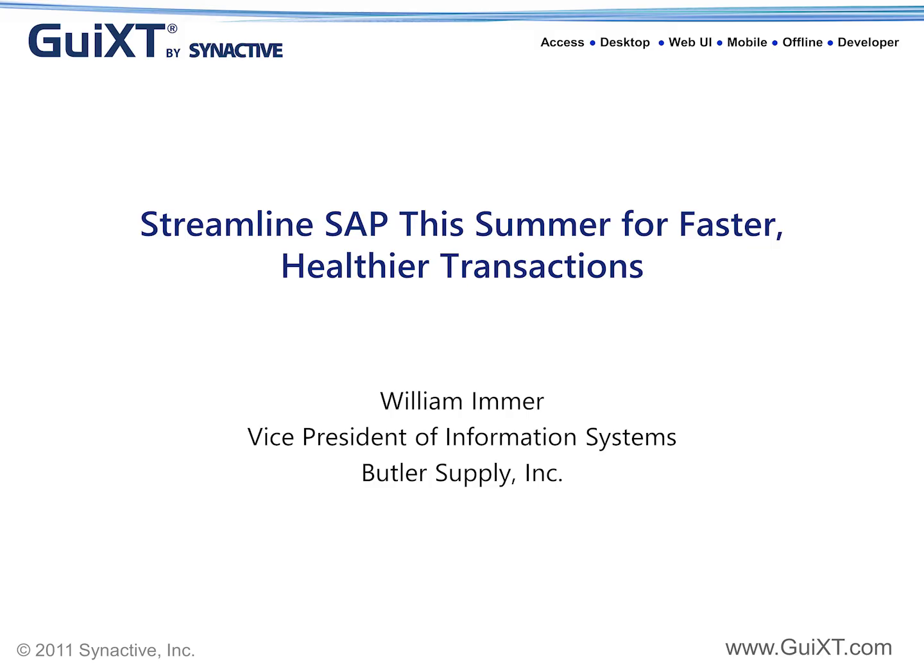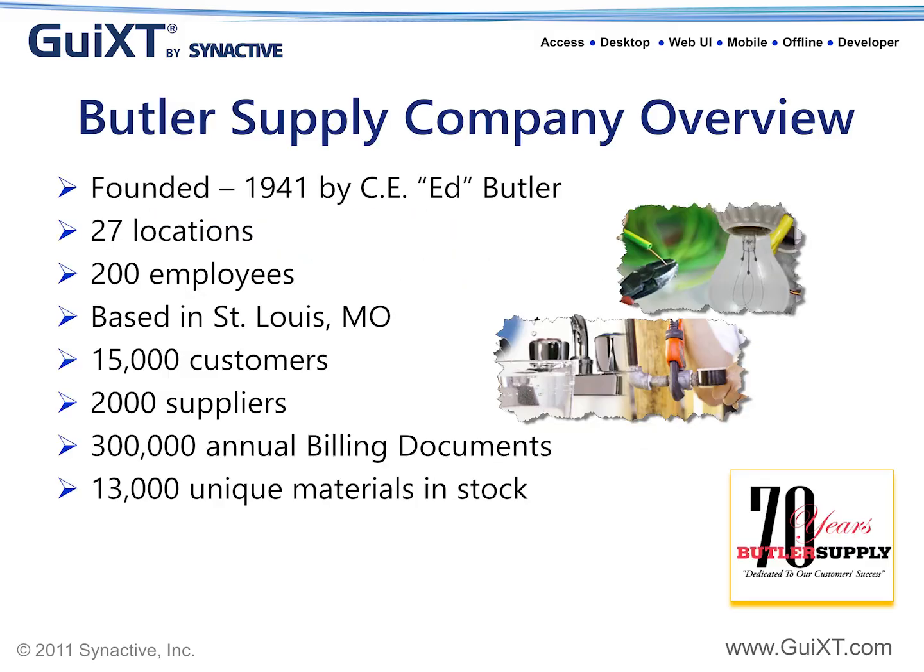Hello, everyone. My name is Bill Immer, and I'm the IT manager at Butler Supply. A little bit about Butler Supply. Butler Supply is an electrical and plumbing wholesaler based out of St. Louis, Missouri. We buy and sell electrical and plumbing products mainly to small and medium contractors, home builders, and industrials. We have 27 locations and 200 employees. And we have about 300,000 billing documents per year. We stock 13,000 SKUs. We've been in business for 70 years in 2011.